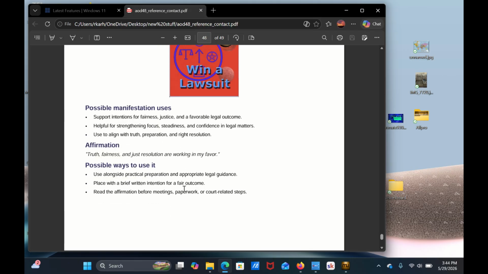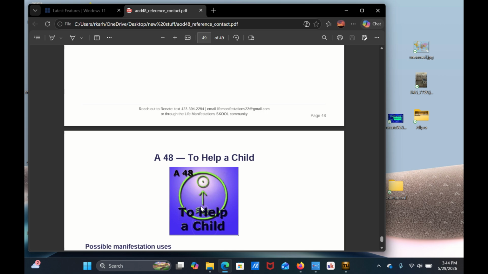Use alongside practical preparation and appropriate legal guidance. Place with a brief written intention for a fair outcome. Read the affirmation before meetings, paperwork, or court-related steps.